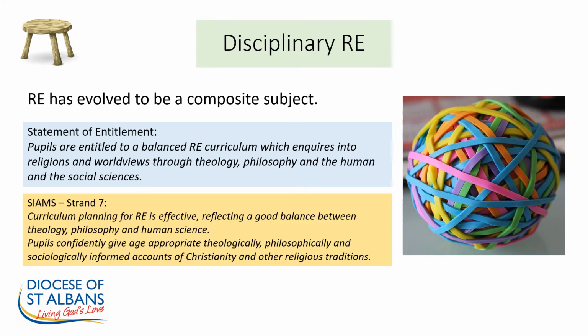And in the SIAMS Evaluation Schedule, Strand 7 for Religious Education reads as follows. Curriculum planning for RE is effective, reflecting a good balance between theology, philosophy, and the social and human sciences. And pupils confidently, this is within the excellent aspect, pupils confidently give age-appropriate theological, philosophical and sociologically informed accounts of Christianity and other religious traditions.